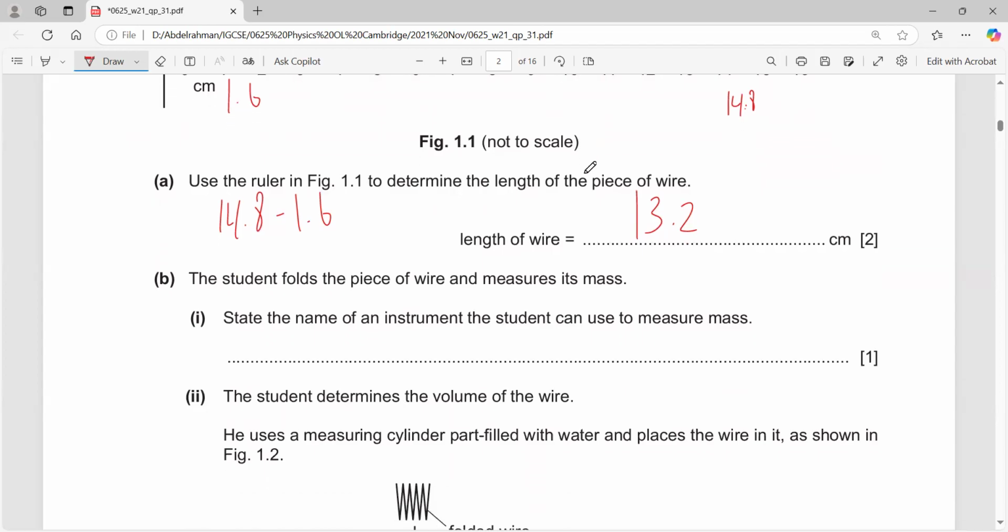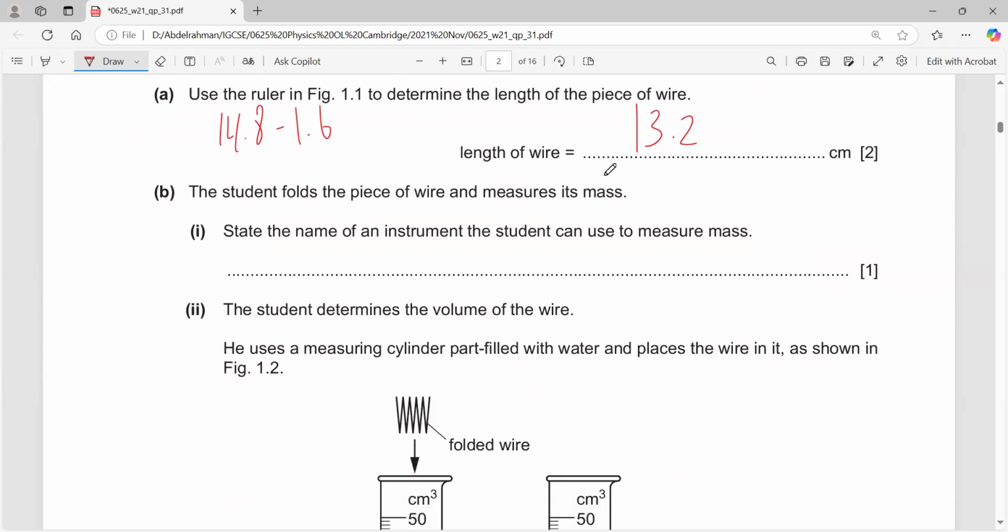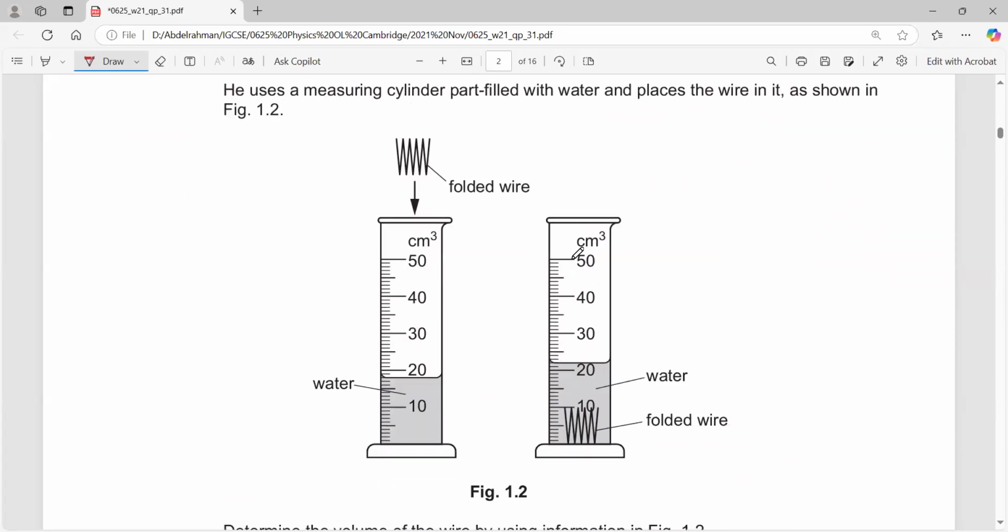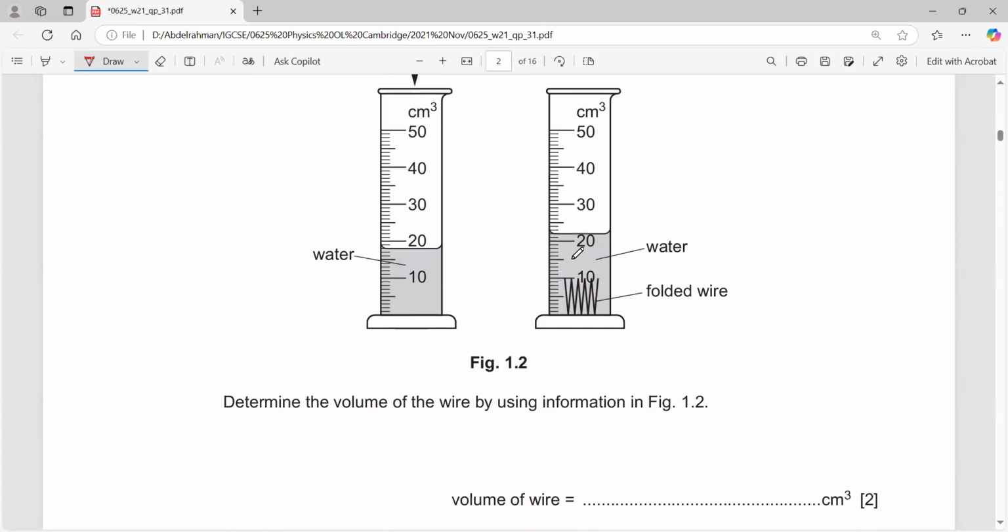State the name of an instrument that can be used to measure the mass. It is a balance. The student determines the volume of the wire. This is the volume of the wire. Determine the volume of the wire using this information. How can I find the volume?